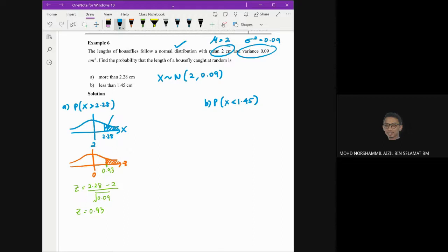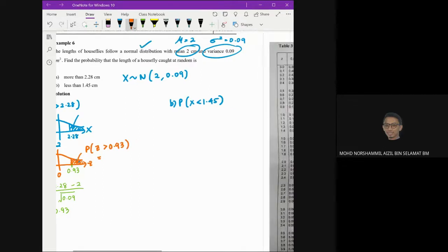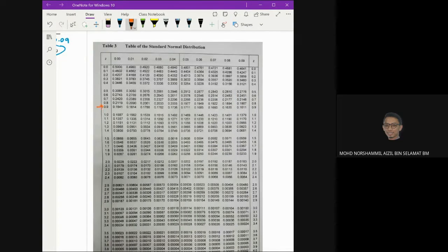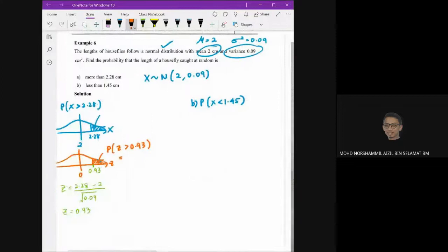So to get this region, we need the probability of Z greater than 0.93. Table, 0.93. This one. So the value is 0.1762.